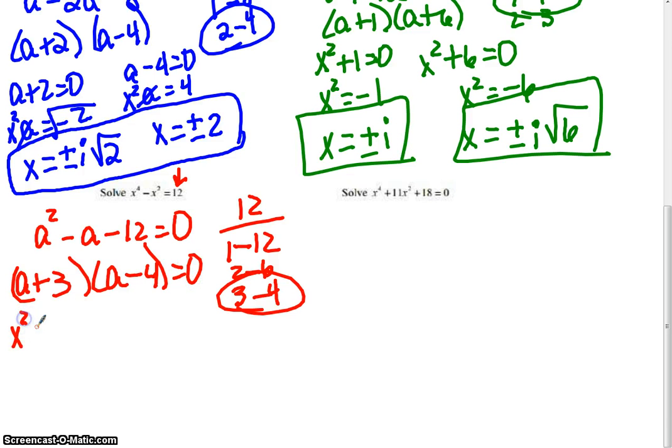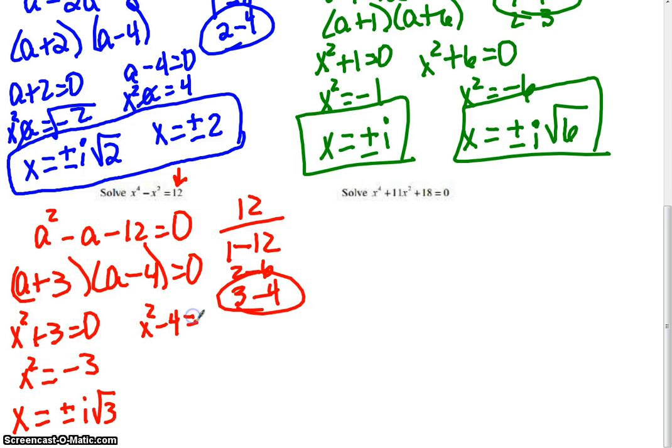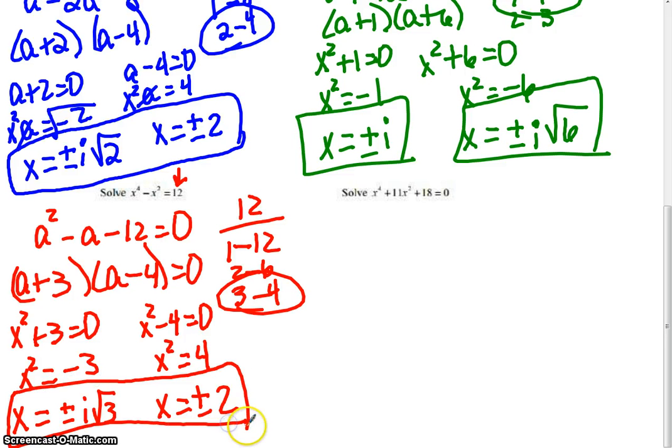So x squared plus 3 equals 0, which means that x squared is equal to negative 3, which means that x is equal to plus or minus i square root of 3. x squared minus 4 is equal to 0. Therefore, x squared is equal to 4, and x is equal to plus or minus 2, because the square root of 4 is just 2. And that is your answer.